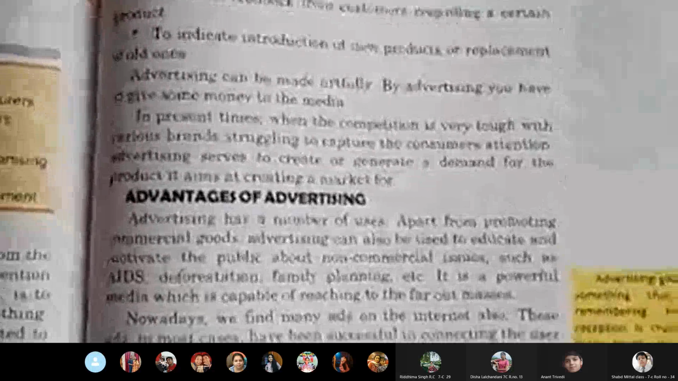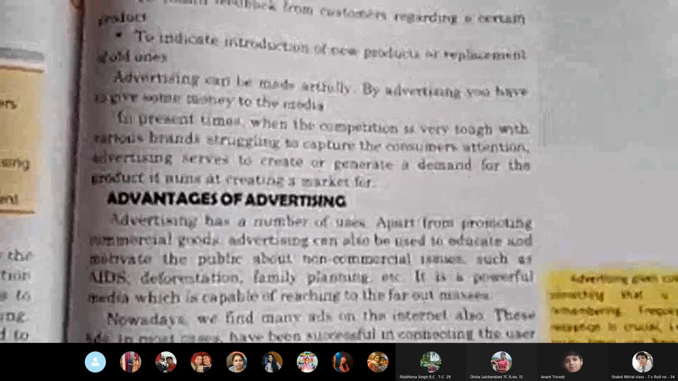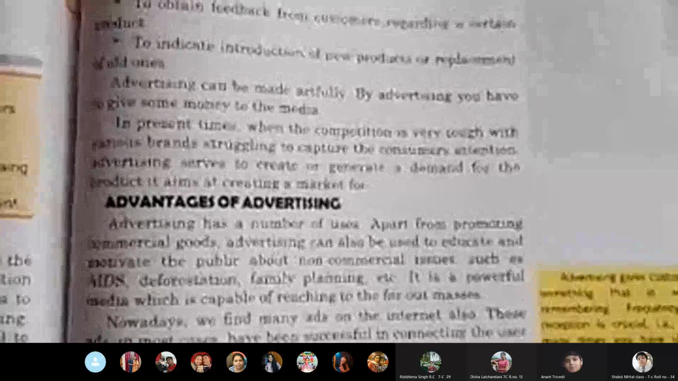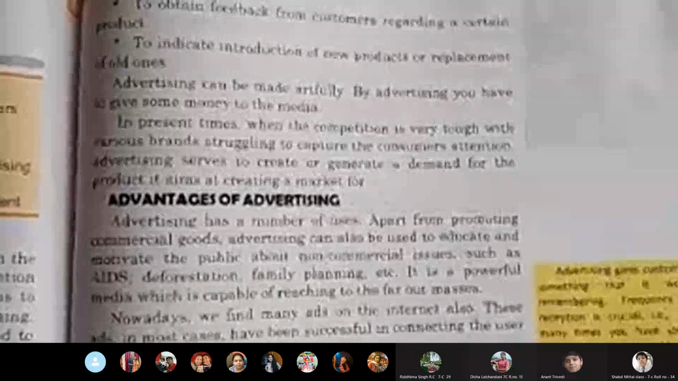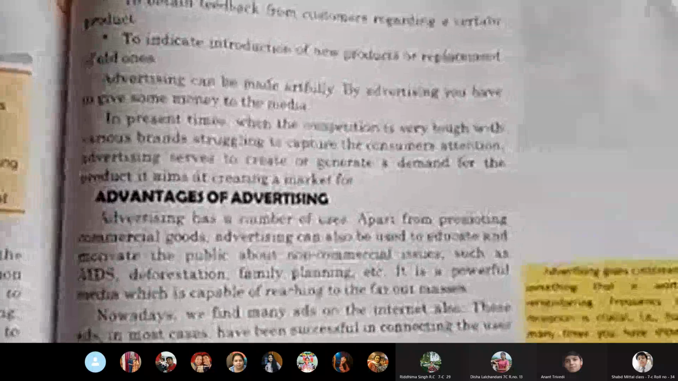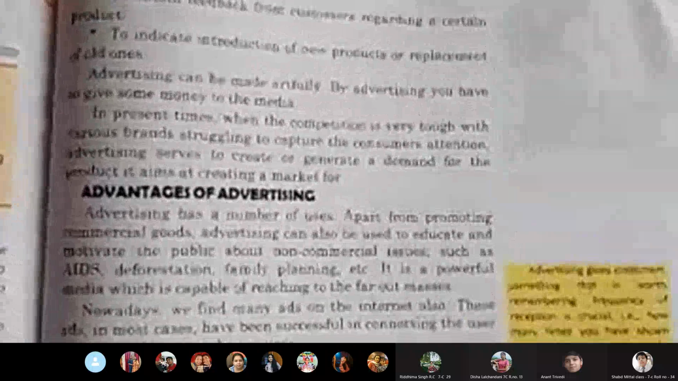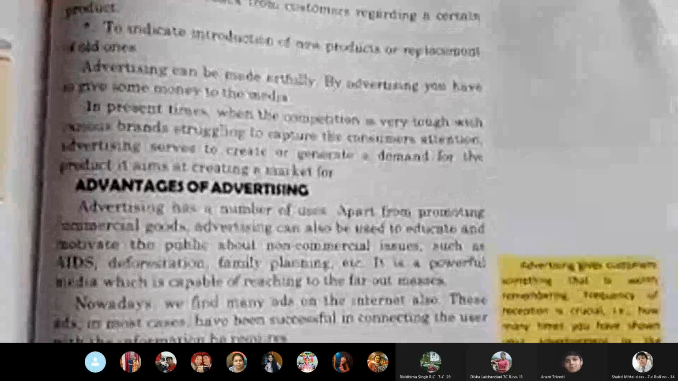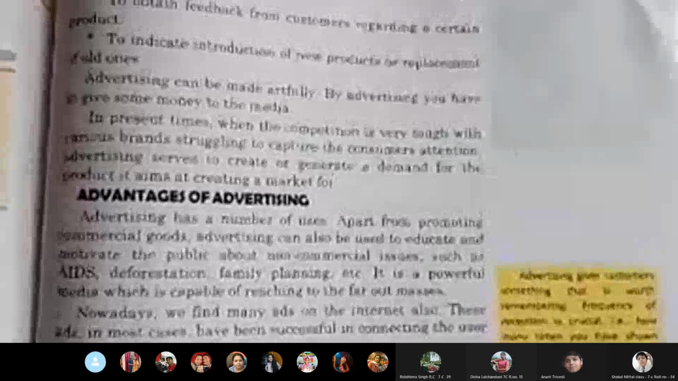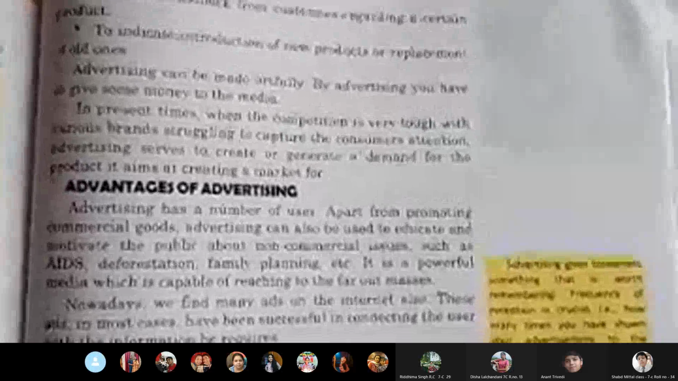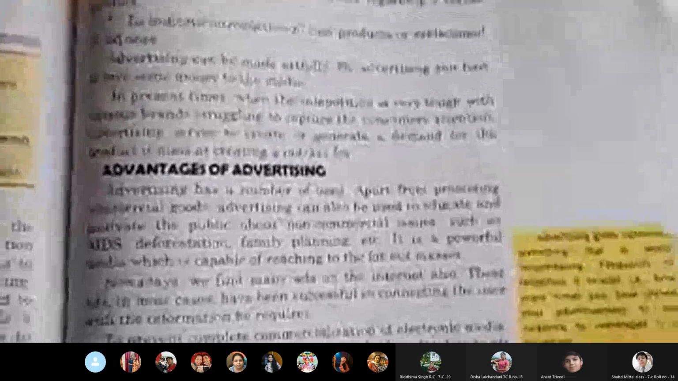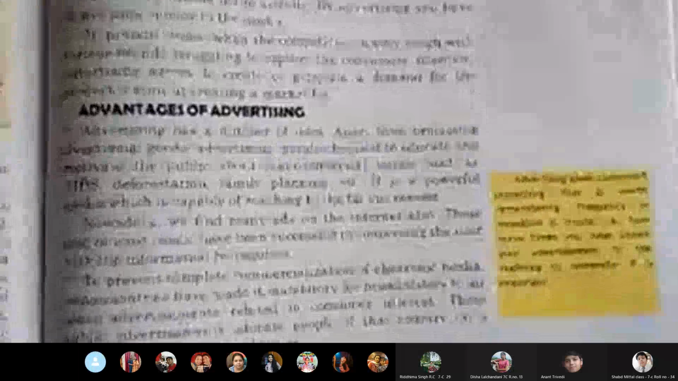Okay. So advertising can be made artfully. That means in a very beautiful way. By advertising, you have to give some money to the media. In present times, when the competition is very tough, with the various brands struggling to capture the consumer's attention, advertising serves to create or generate a demand for the product it aims at, creating a market for it. So it has to be very apt and very hand to hand. Because of the growing competition, there's a struggle.